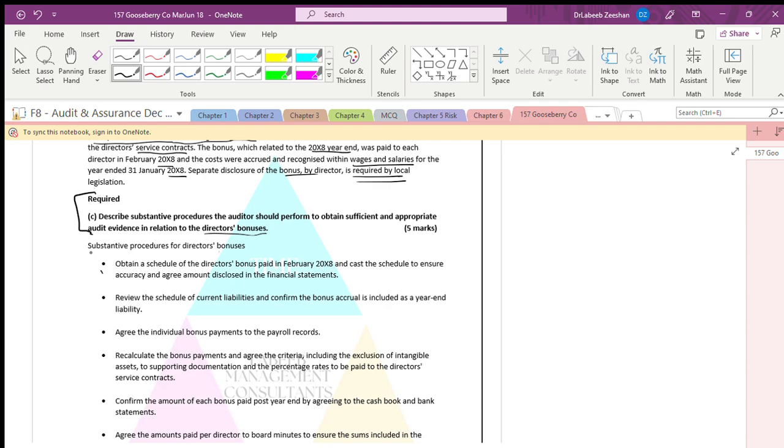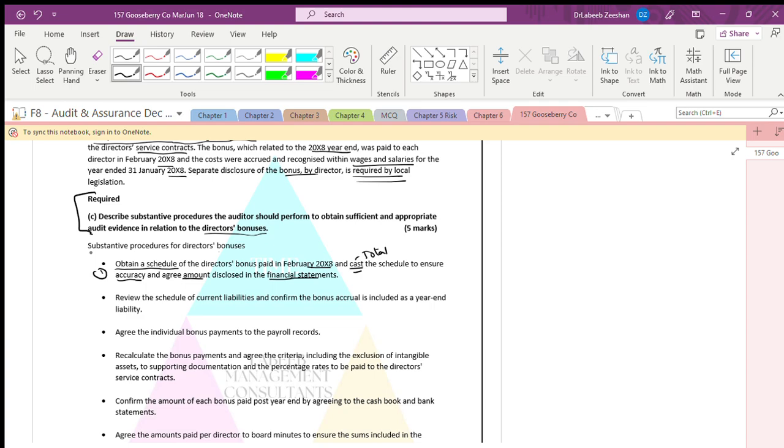The first one, we have to obtain a schedule and we have to cast it. Cast is nothing but totaling the schedule, to make sure there is accuracy and we are agreeing the amount with the financial statements. First get the schedule, total it, and agree it with the financial statements.